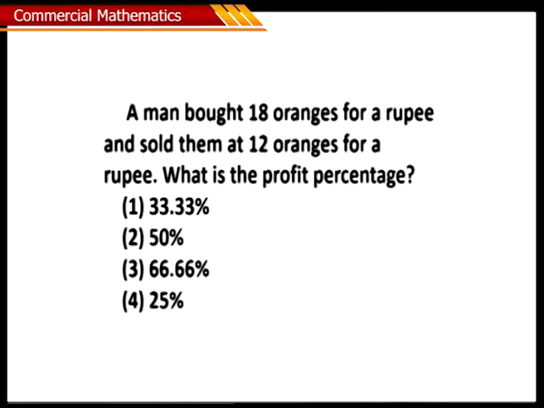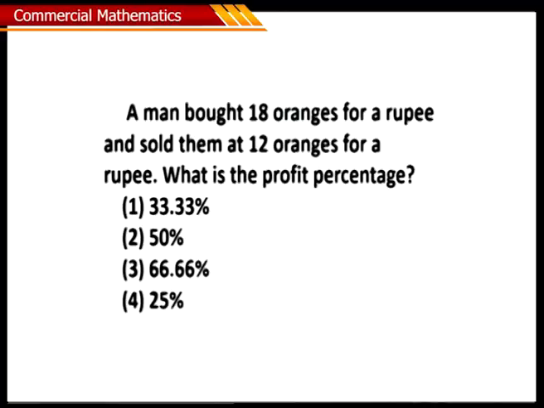Here sometimes the problems will be related to, as we discussed earlier, profit and loss. A man bought 18 oranges for 1 rupee and sold them at 12 oranges for a rupee. What is the profit percentage? Here it seems to be a very lengthy and typical problem, but it is a very simple problem. Just observe.